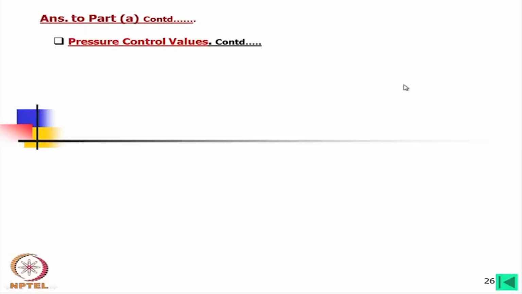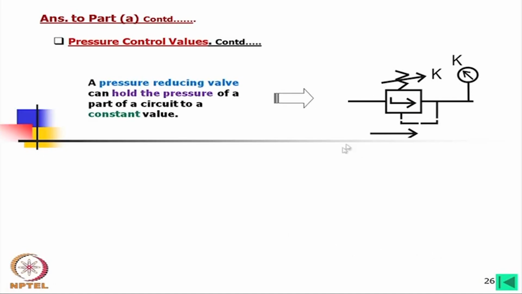Pressure control valve, we are continuing with this. The pressure reducing valve can hold the pressure of a part of a circuit to a constant value. Now, as you see, this looks more or less the same, but this is basically a pressure reducing valve. This reduces the pressure, but keep in mind in the upstream side there is a relief valve, without that this will not work.